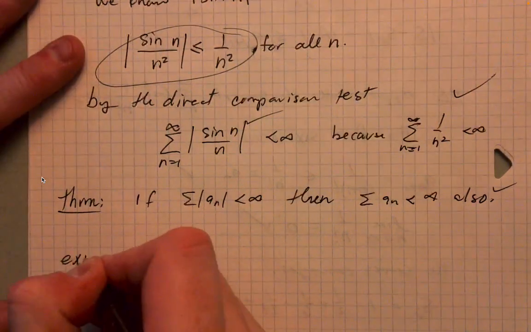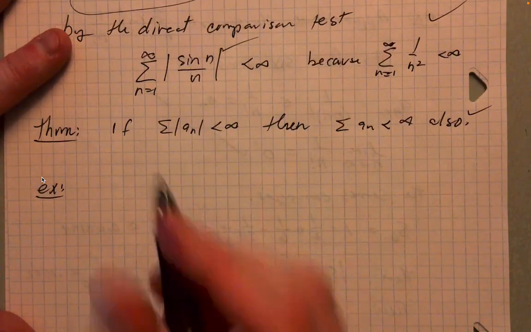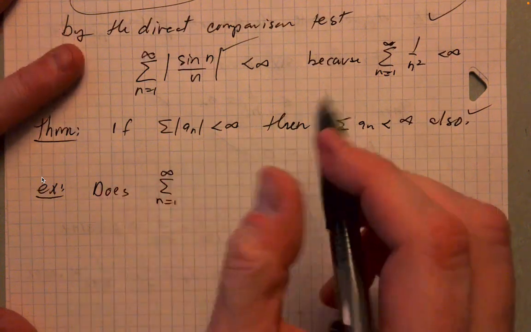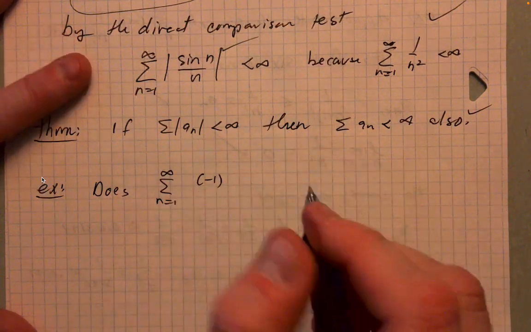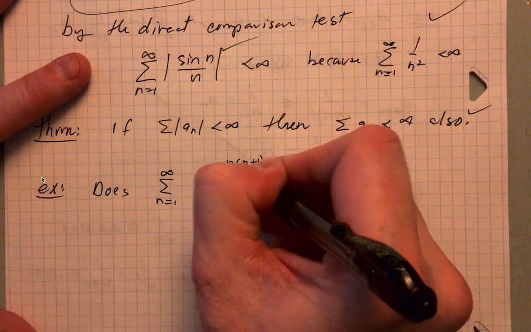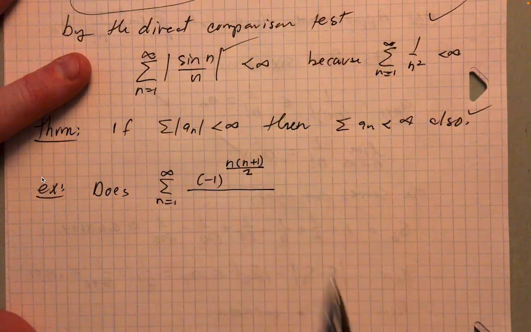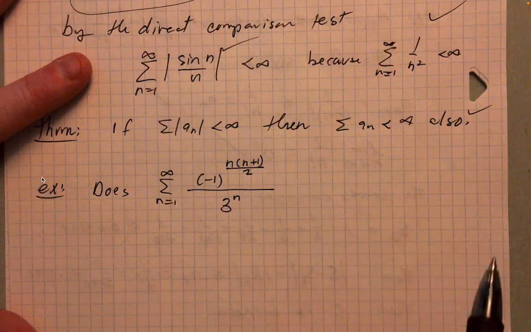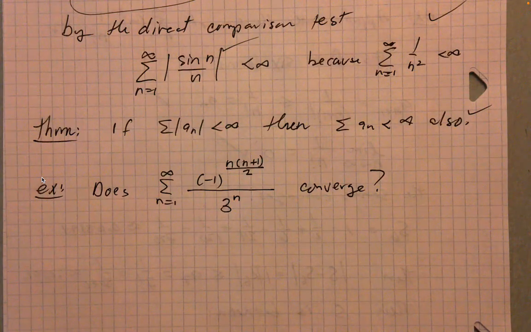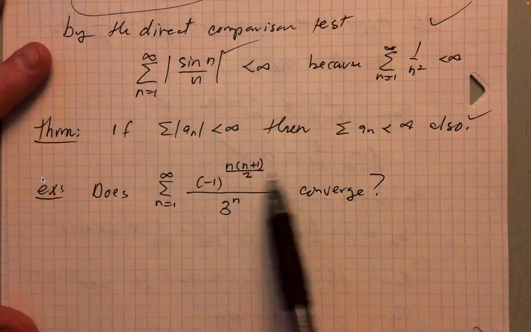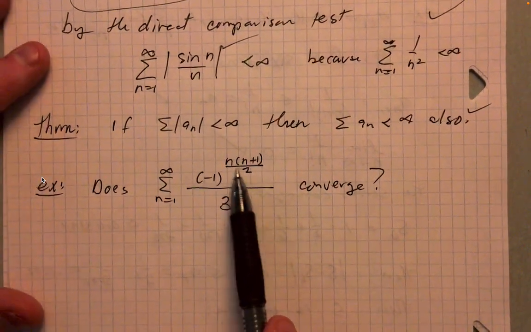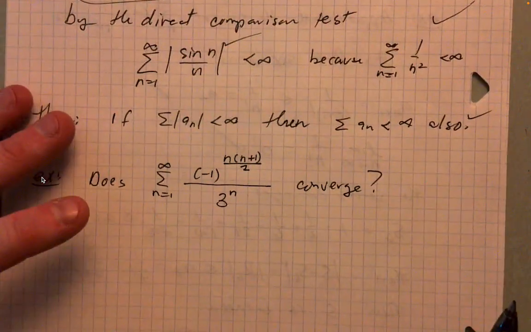Let's use this. Let's do an example. So the question here is, does the sum from n equals 1 to infinity of -1 to the power n times n plus 1 over 2, that's the exponent on -1, divided by 3 to the n, converge? Well, if you take away this exponent, this is straightforward, right? But the fact that you've got this crazy exponent up here creates a lot of problems, right?